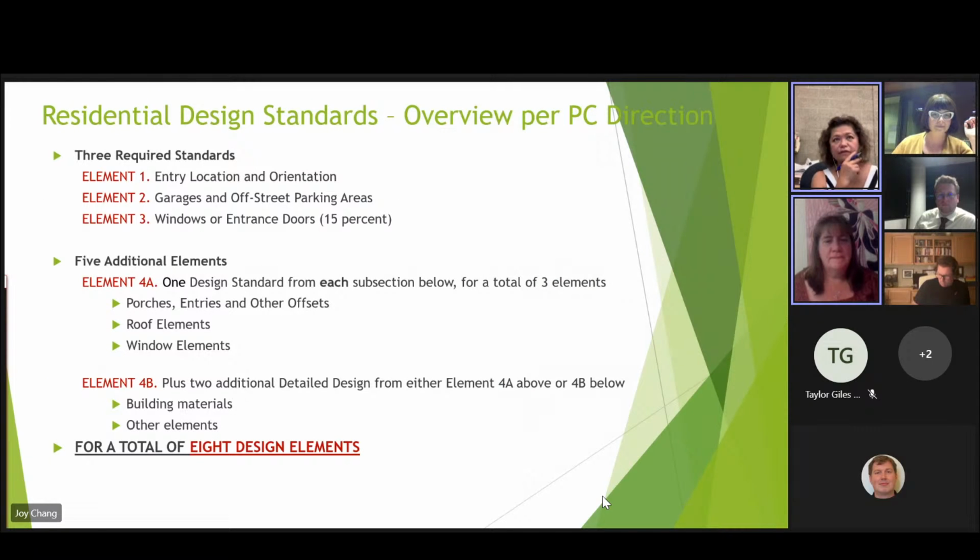All right, here we go. So entry location we've discussed, garages we've discussed, windows at 15 to 20%. And then there's 5 elements. They have to pick a porch element from the list, or a roof element from the list, and a roof element and a window element.